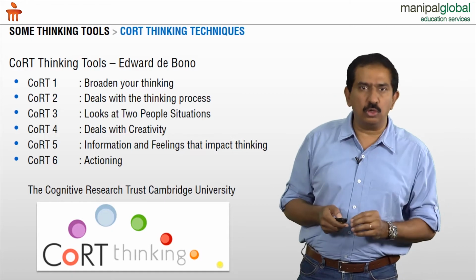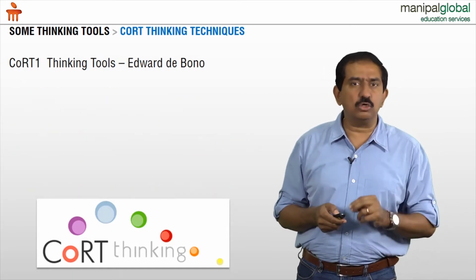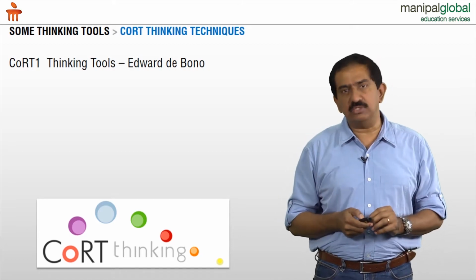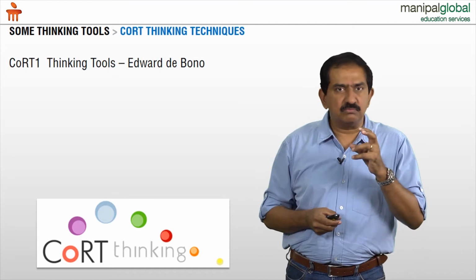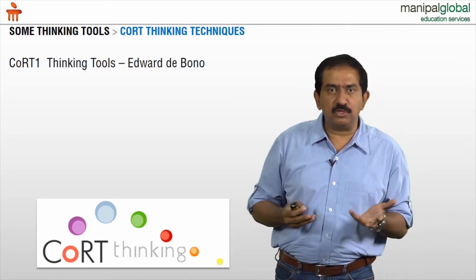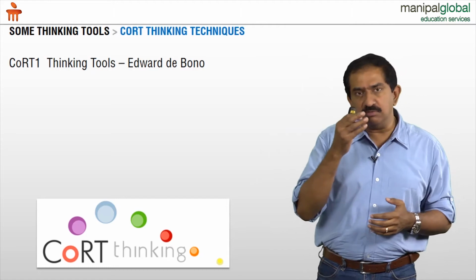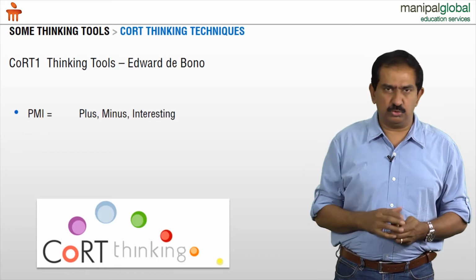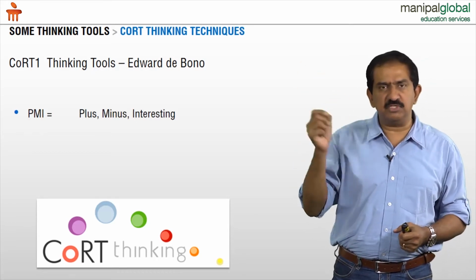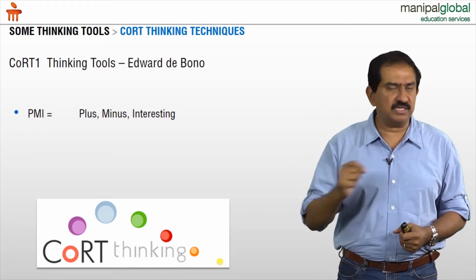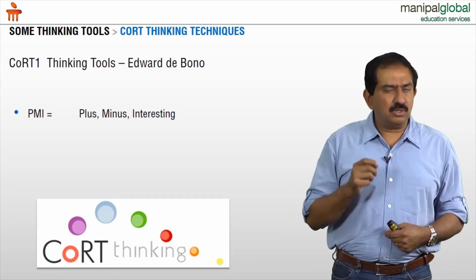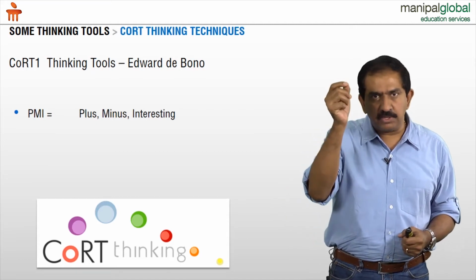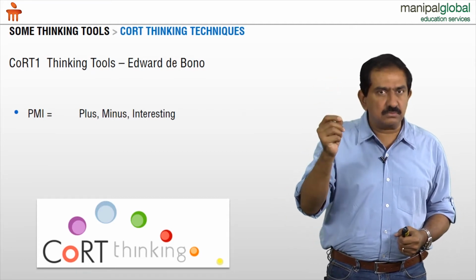I'm not going to go through all of them. I'm going to talk first about only the CORT 1 technique. And the CORT 1 technique is further broken down into these kinds of techniques. It starts with 3-letter acronyms, whatever better way to say it. It starts with something called PMI. Traditionally, when you look at a list of attributes, you'll say, hey, you know what, this is positive, this is negative, positive, negative, positive, negative. CORT 1 tells us, you know what, there is a third way of looking at this list. And that is to say, this is plus or positive, this is minus or negative.